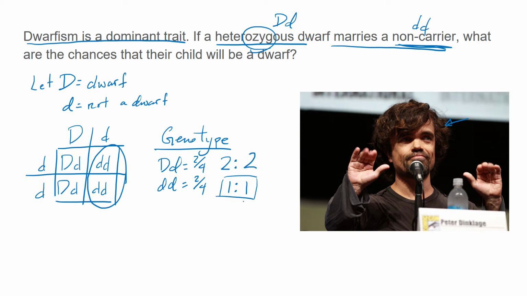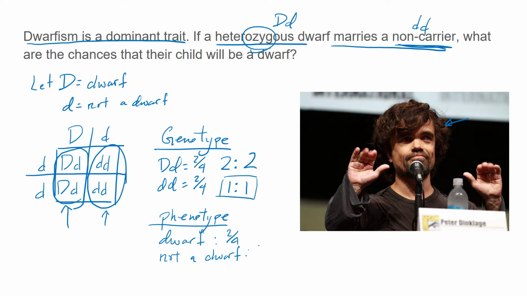That's pretty good, right? And then the phenotype. Who's going to be a dwarf? These guys would be dwarfs. Anything with a big D in it will be a dwarf, and these guys here will not be dwarfs. So it'll be dwarf versus not a dwarf, not a little person. And this will be 2 out of 4, 2 out of 4, or a 1 to 1 ratio again. Done. Hope we're getting the hang of it. Let's do one more simple one like this.